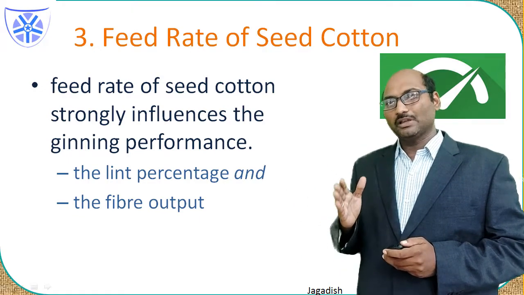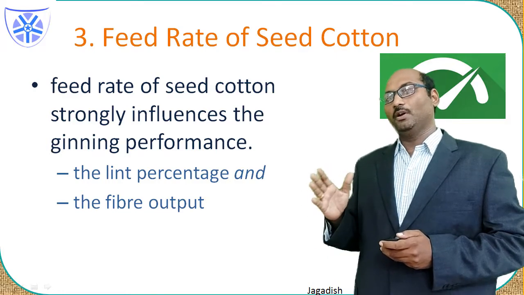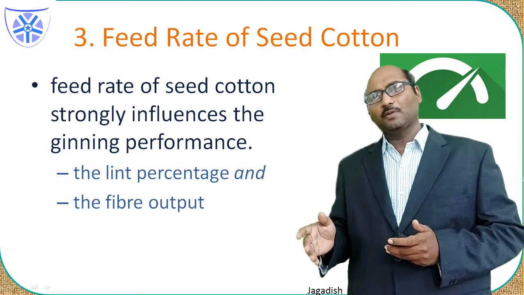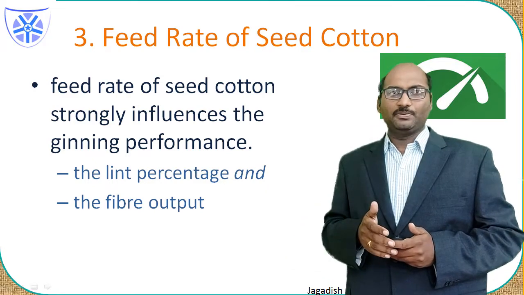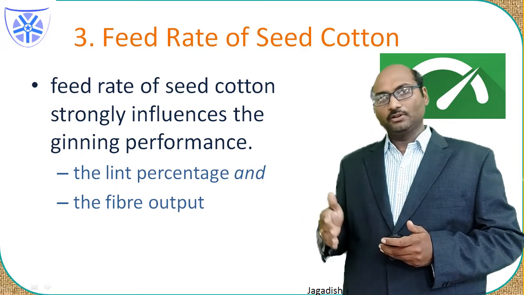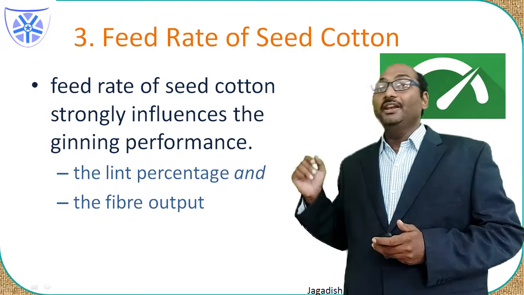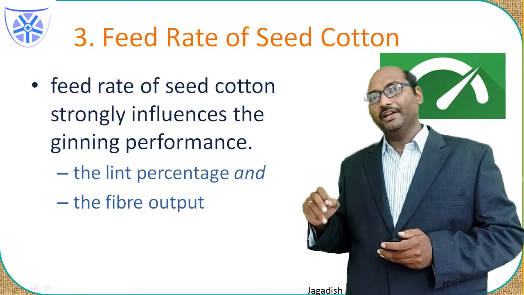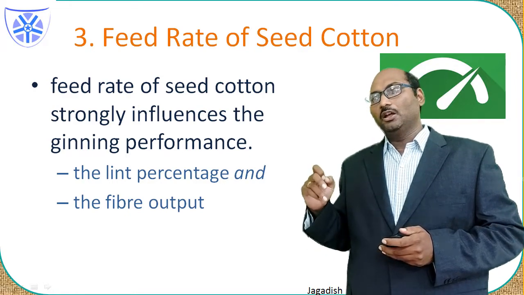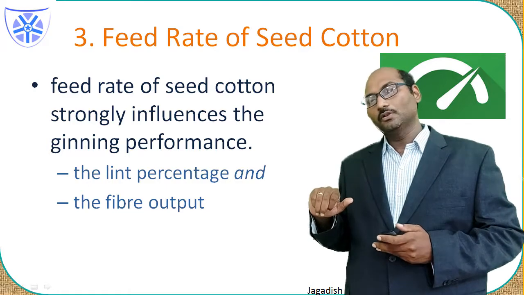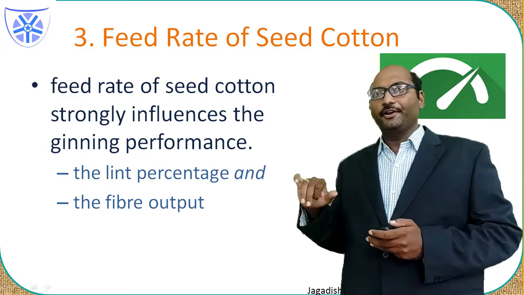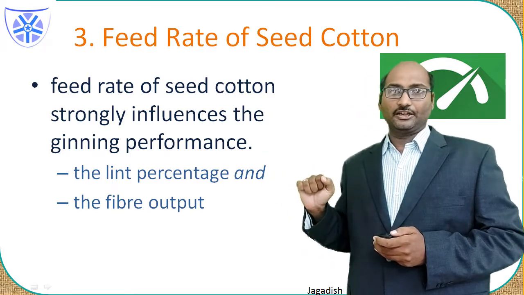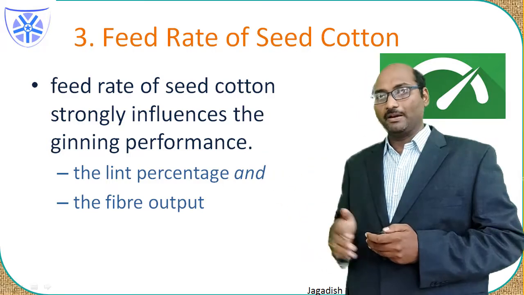But up to some extent it is okay. If the maximum production capacity is 1000 kg, it is optimum to go for 600 kg per hour. But if you go for 1000 kg, then what will happen? The lint percentage may get damaged, and the fiber output may also show a little less performance. So the optimum feed rate of seed cotton into the ginning stand is required. This is one of the important parameters.